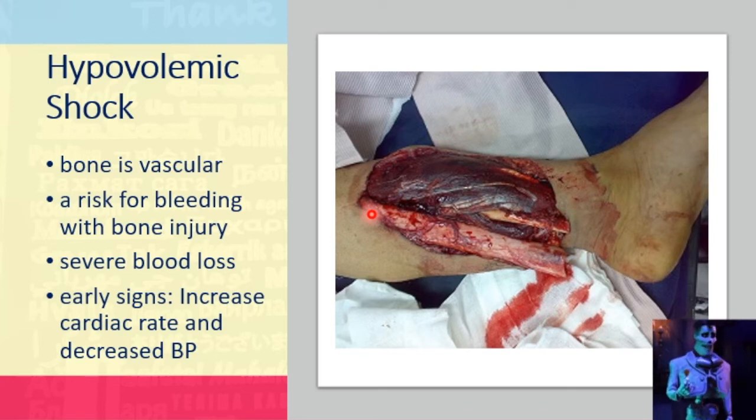Okay? Class, although it may be difficult for us to treat osteomyelitis because of the effect on the blood supply once your bone is infected, we could not deny the fact that your bone is vascular. There is a risk for bleeding with bone injury, and this may lead to severe blood loss. Early signs would include an increase of cardiac rate and a decrease of your blood pressure. So recall, in hypovolemic shock, there is an increase in cardiac rate because your body is still trying to compensate. However, the blood pressure is decreased. Later on, class, the pulse will be decreased, weak, and faint.